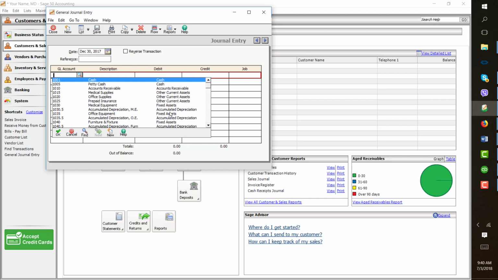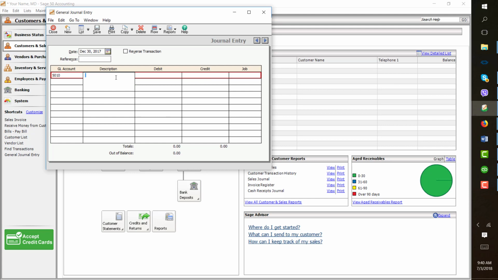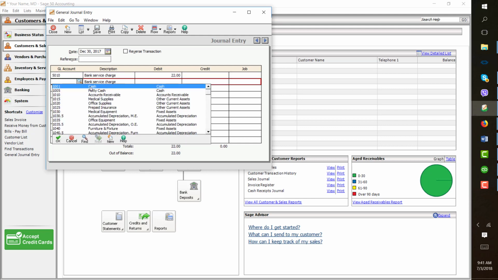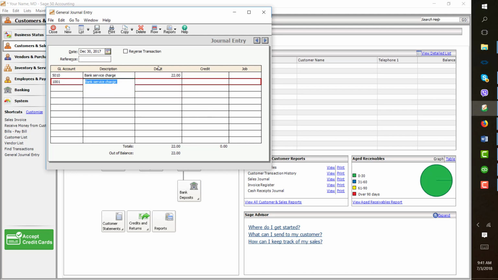The bank statement shows $22 in service charge, so on the GL debit bank service charge expense, and on description you can enter to record bank service charges for the $22, and the credit would be coming out of your regular checking account, which is your cash account, for the same amount of $22. Don't forget to save this to complete the posting process.